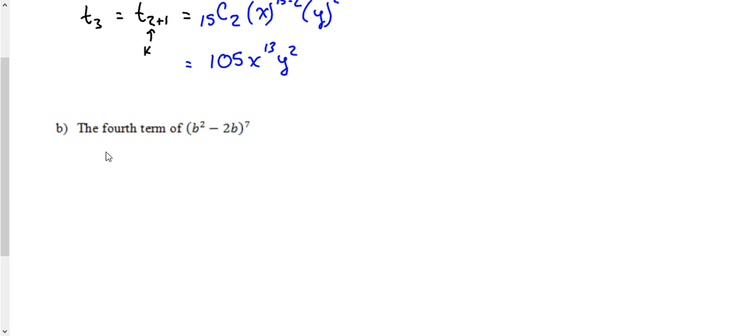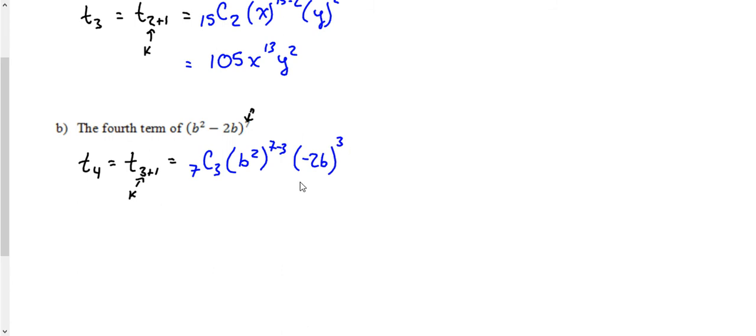So again, similar process here. We're going to write down t4. That's the fourth term, and that's made up of t3 plus 1. And again, that 3 there is our k value. We have our n value right here. That's the 7. Okay, and so we're just going to fill in our equation. So it's going to be 7 choose 3. b squared is my x value. That's going to be 7 minus 3 there for an exponent. And negative 2b is my y value, and that's going to have an exponent 3 on top of it.